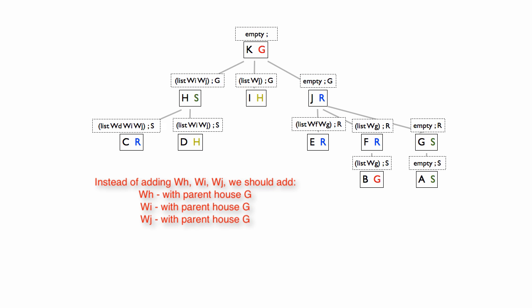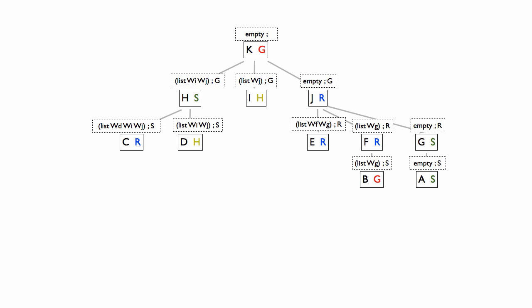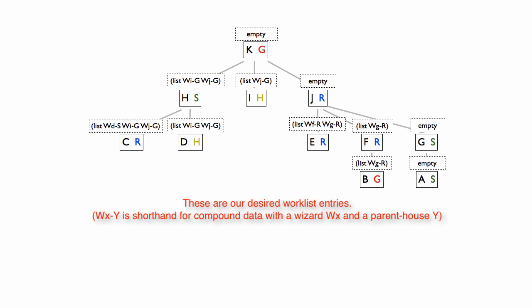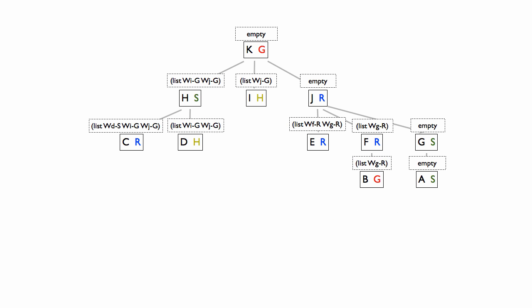And then when we're at fun-for-wiz with H, we add to the work list, hey, it's C with parent house S and D with parent house S. And then each time we take something off the work list, we'll know, hey, it's this wizard with this parent house. And you'll see that it'll work. By the time we get to I, we'll still know that the parent house is G.